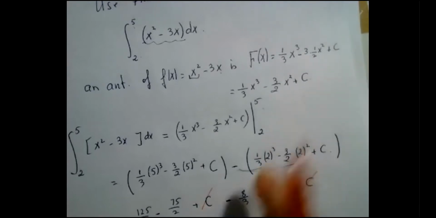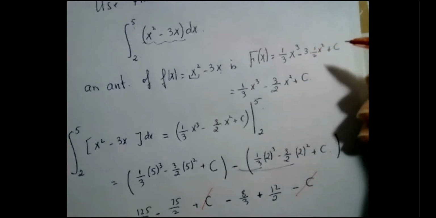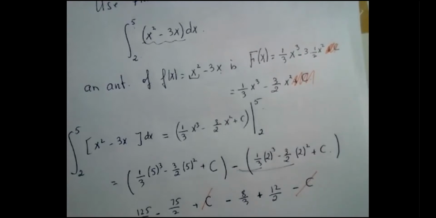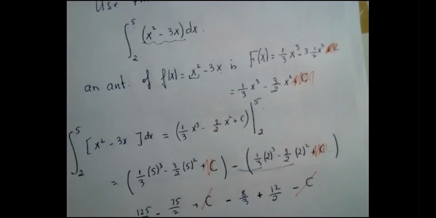But if we keep the c, it will always cancel out. So to make our life easier, when we find a definite integral, don't worry about the c anymore. Why make your life a little bit harder? So whenever we have a definite integral, we don't worry about the c in the antiderivative.